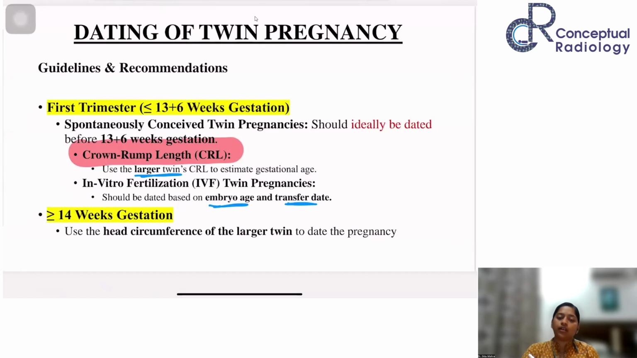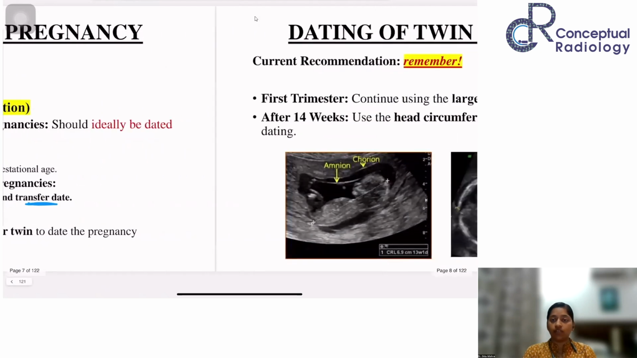If the patient is coming after the first trimester, then head circumference has to be used, and the head circumference of the larger twin. So in the dating part, you are using the larger twin's parameters to avoid missing SGA of the other baby, right? So in the first trimester, CRL of the larger baby, and after 14 weeks, head circumference of the larger twin.